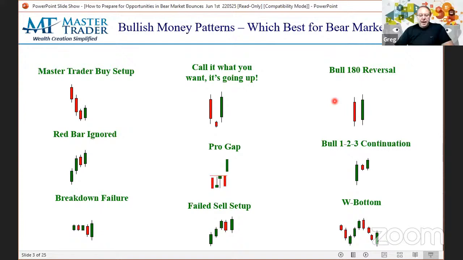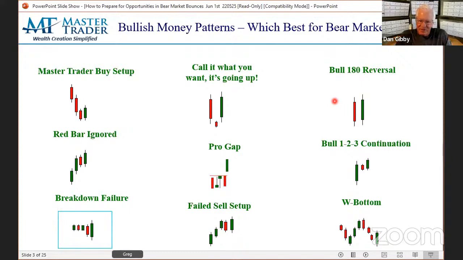Well, I don't know about any of them. Primarily, it would be this one. I was going to say it's going to be a shock pattern. So for me, it's the 180 and it's the W bottom. Exactly.